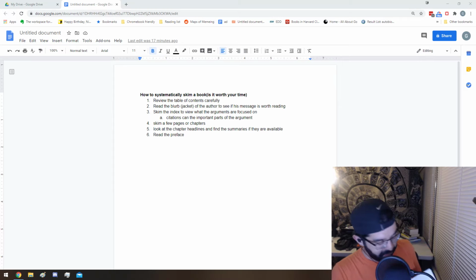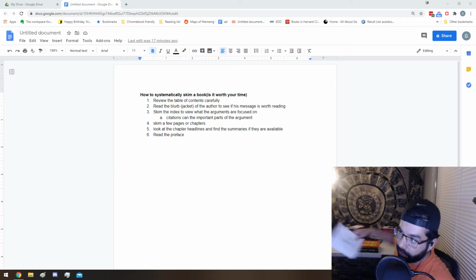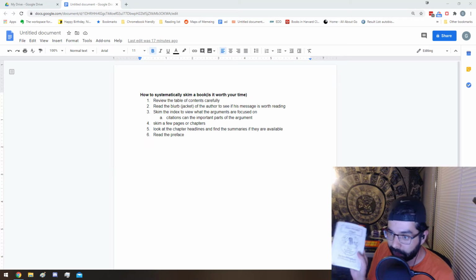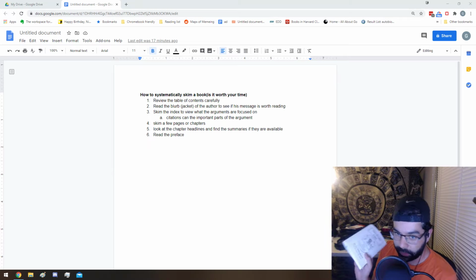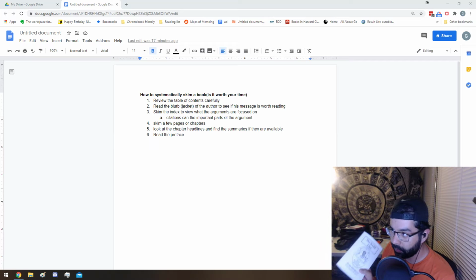And then lastly, just read the preface. The preface will tell you exactly how to read the book. Some authors will tell you to read it in one sitting. Like this author, in his preface, he tells you to read it in one sitting. It's only 120 pages long. It's not that long. Just read it in one sitting. It's a lot of useful information, and it's better read that way.